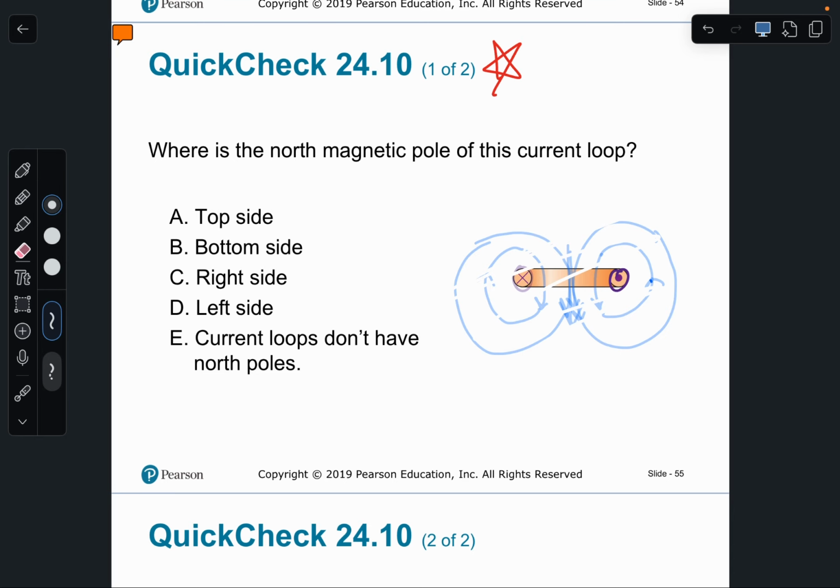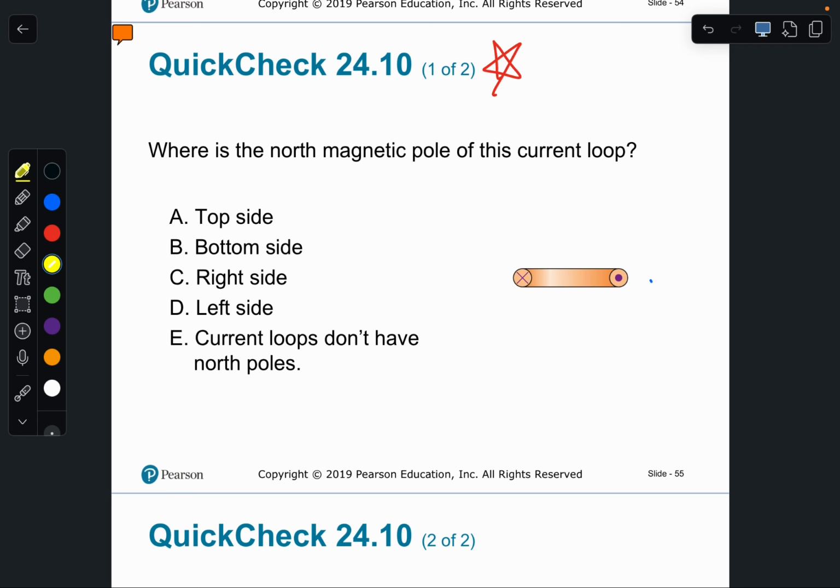Okay, let's erase this. So the question is, what is the north magnetic pole of this current loop? So we'll use our right-hand rule, thumb in the direction of the current, to figure out the magnetic field direction. I'm going to start with my thumb coming out of the page on the right-hand side, and I'm going to have a counterclockwise magnetic field over here. And then I'll put my thumb into the page on the left-hand side of that loop, and I'm going to have a clockwise magnetic field.